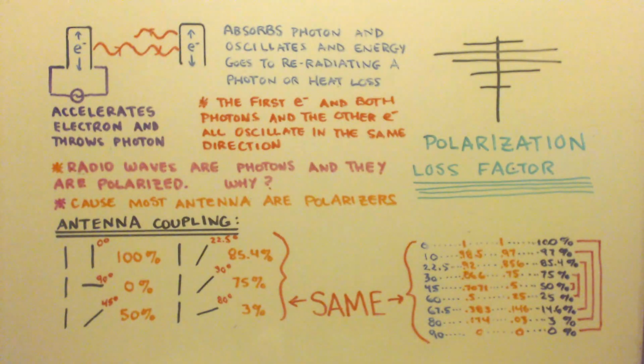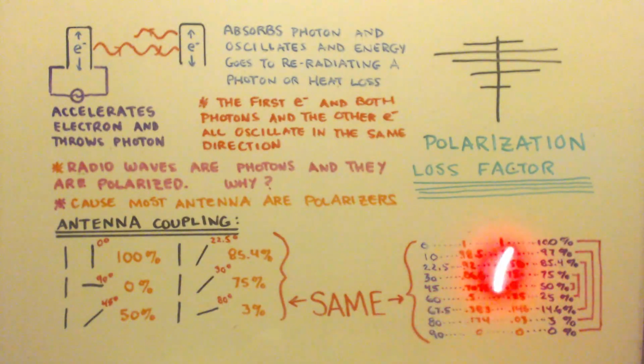But anyways, before we go into the polarization loss factor for antennas, let's talk about antenna coupling, okay? Because an antenna is a polarizer. So look at this first example. You've got two antennas. Remember when we had our polarizer film, a little plastic sheet? You have two of them with 0 degrees between them, both vertically oriented. How much did you get? You got 100%. Well, guess what? These antennas do too. In the same way, with 90 degrees, you get 0. With 45 degrees, you get 50%.